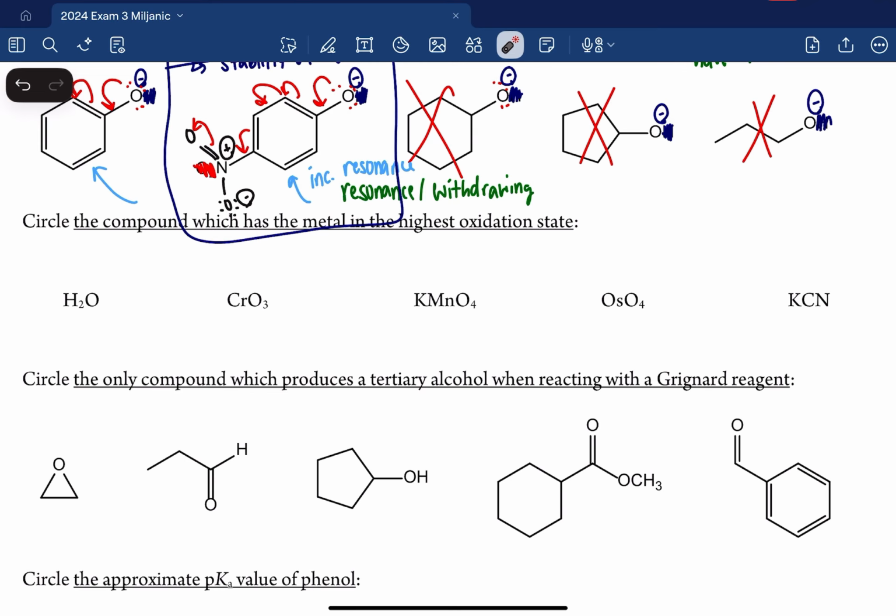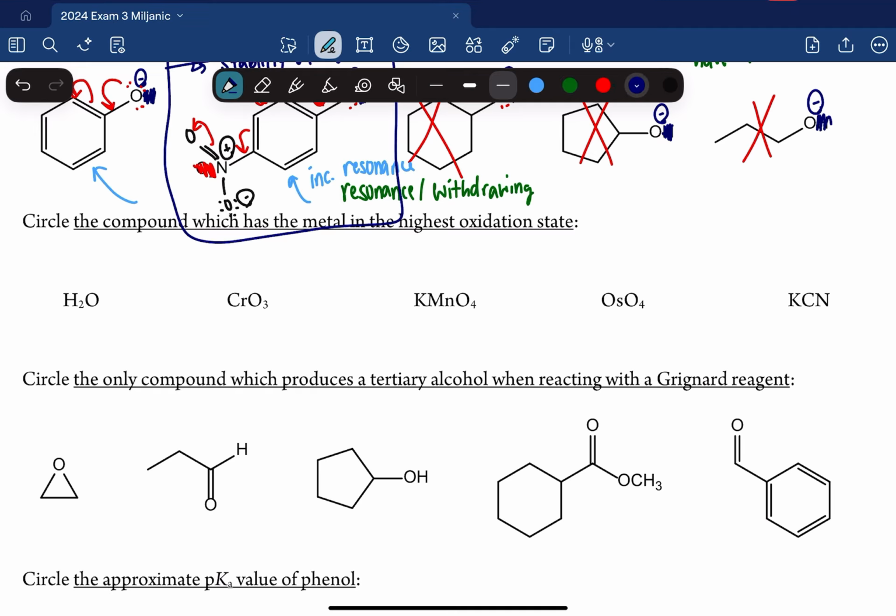Okay. The next question asks, circle the compound which has the metal in the highest oxidation state. So we're looking for something with metals. So first of all, this is water. This is not a metal. So we will cross this out. This is not a metal. And then what else is not a metal here? So the other groups look fine.